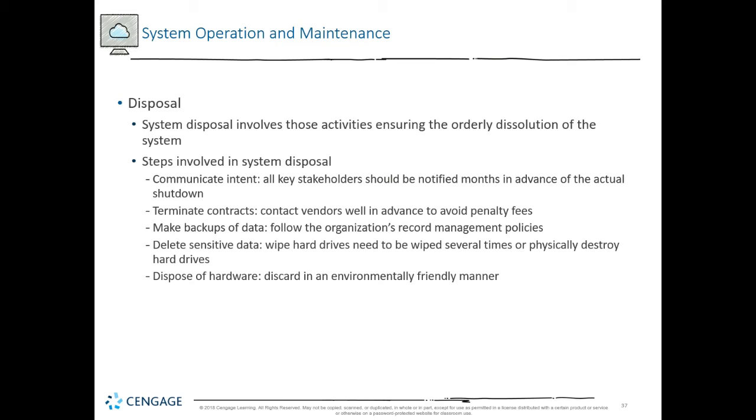Systems operation and maintenance. Disposal. System disposal involves those activities ensuring the orderly dissolution of the system. Steps involved in system disposal: Communicate intent. All key stakeholders should be notified months in advance of the actual shutdown. Terminate contracts. Contact vendors well in advance to avoid penalties and fees. Make backups of data. Follow the organization's records management policy.